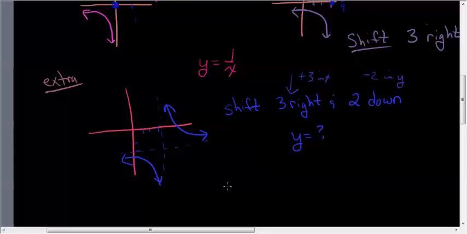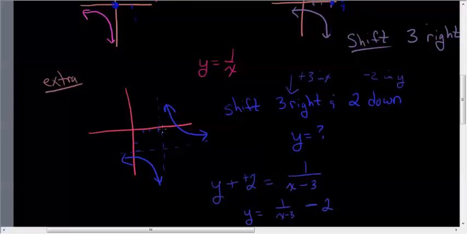So instead of saying y, I say y minus a negative 2. I subtract the y shift from the y, and you subtract the x shift from the x, so y minus a negative 2 equals 1 over x minus 3. Minus a negative becomes a plus. Solving for y, I'll get y equals 1 over x minus 3 minus 2, because I bring it to the other side.